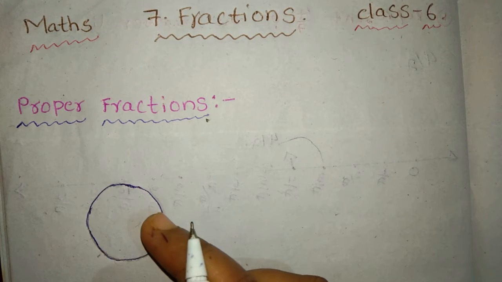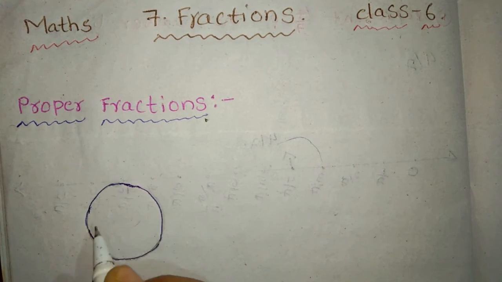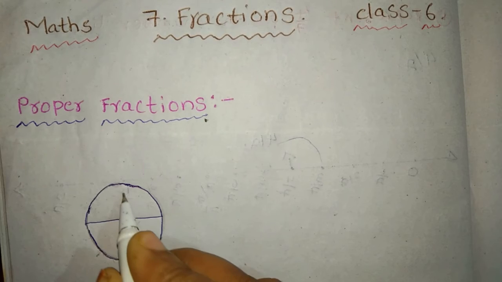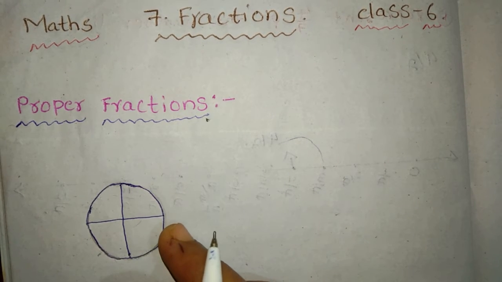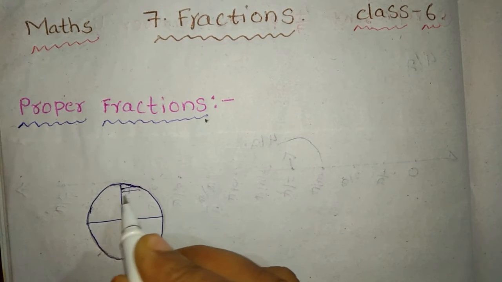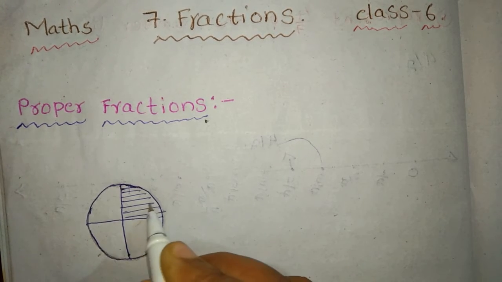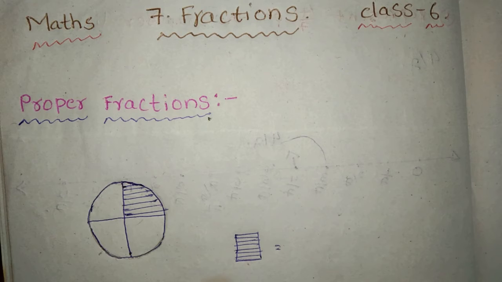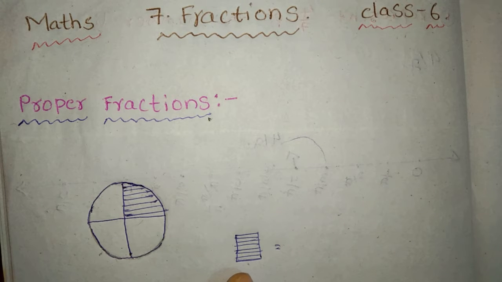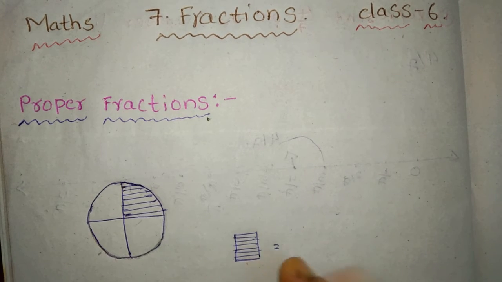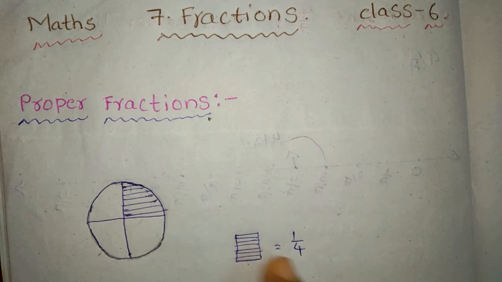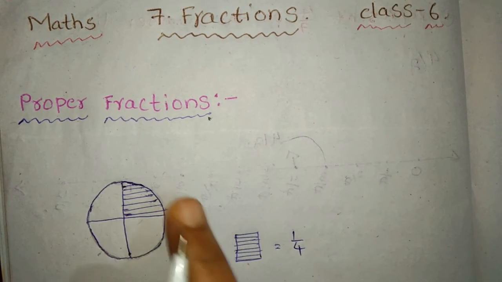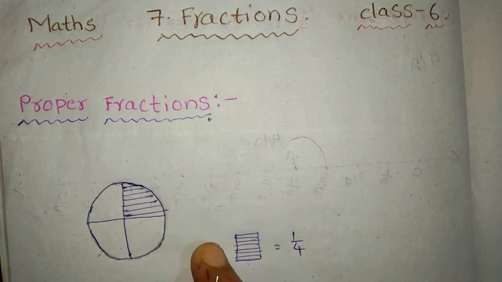Now, if you take a circle which is divided into 4 equal parts and if one part is shaded, this represents the shaded part is 1 by 4. The shaded part is 1 by 4, that is 1 out of 4 equal parts.